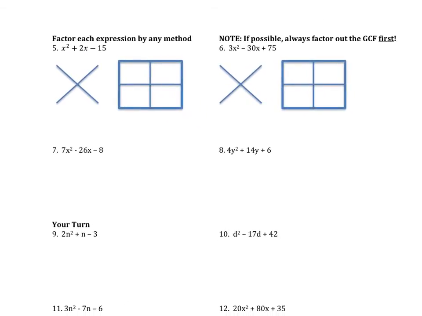We want to factor each expression by any method. Since 5 and 6 are already X box drawn, I'll do those that way. So we want to check for GCF. I'll write it off to the side.